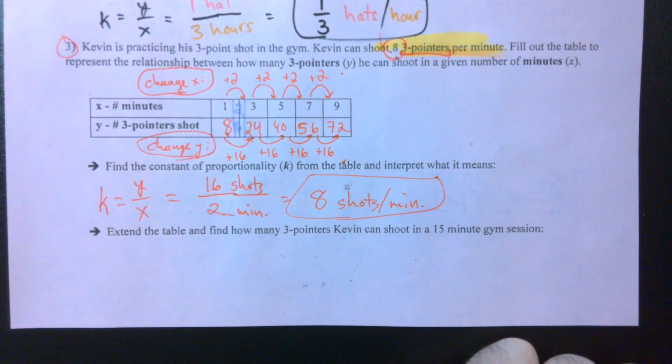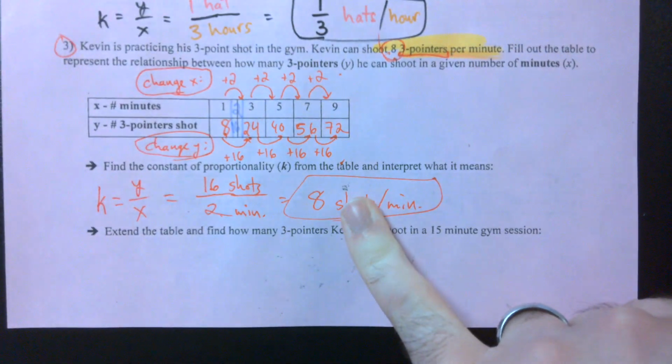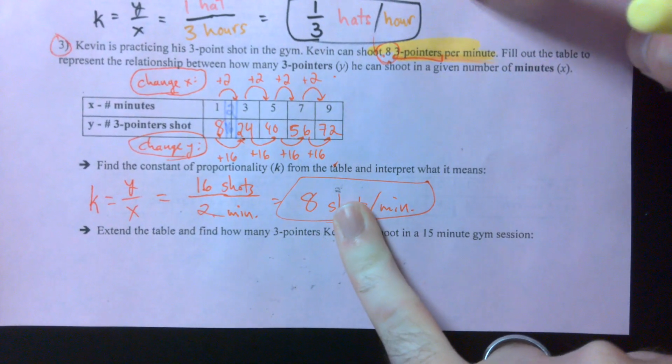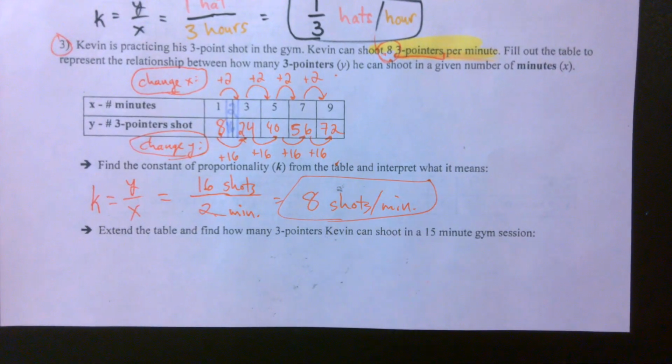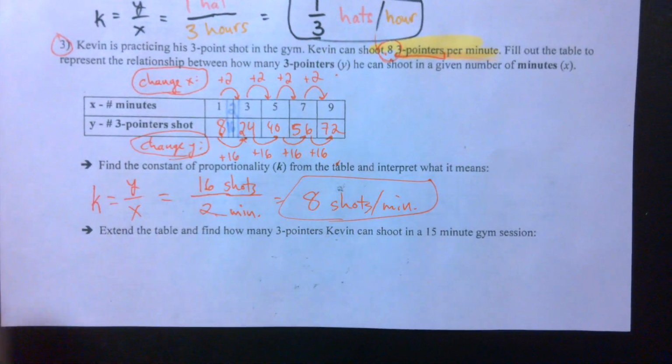So that matches up. If you got 4 shots per minute, and we read the problem again and we say, wait, that doesn't match what the problem said, something must be wrong there. And that's what happens when we don't pay attention to that skip.